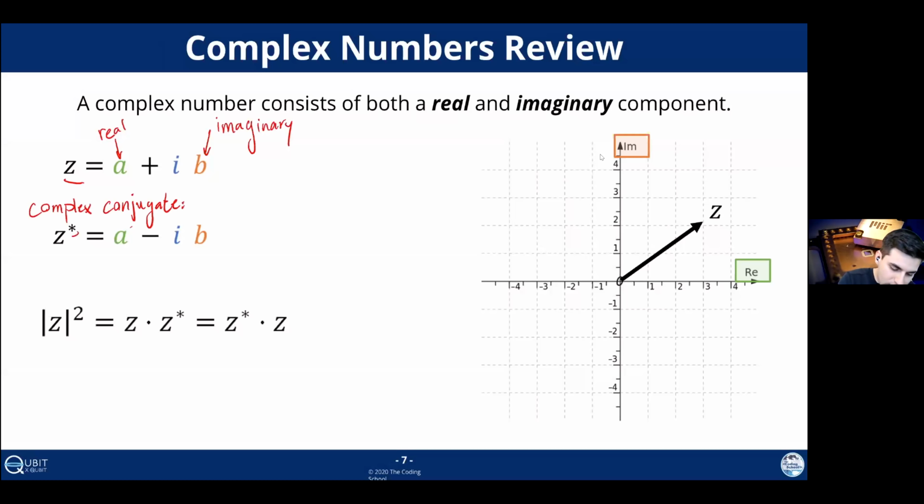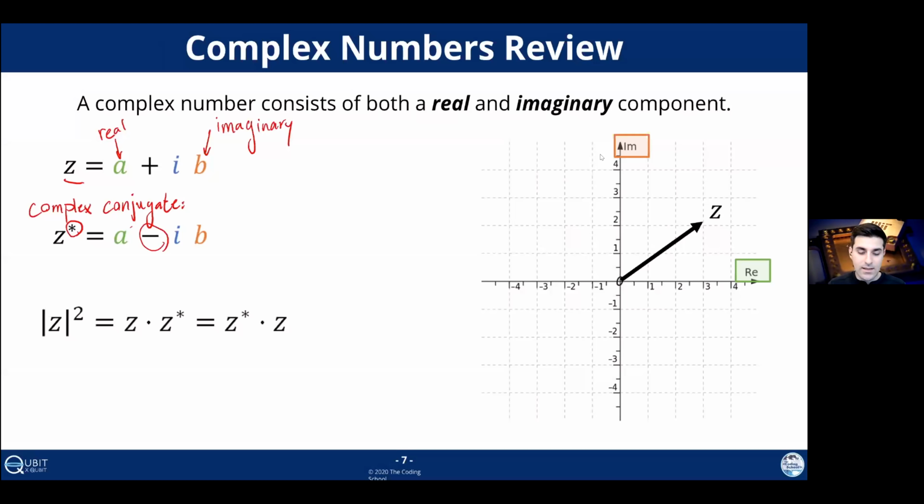And we show this with the star. So Z star means complex conjugate of Z. And the only thing that happens when you take the complex conjugate of a number is that you flip the sign in front of the imaginary part. So up there rather, we had Z is equal to A plus iB. Now the complex conjugate of Z would be A minus iB.